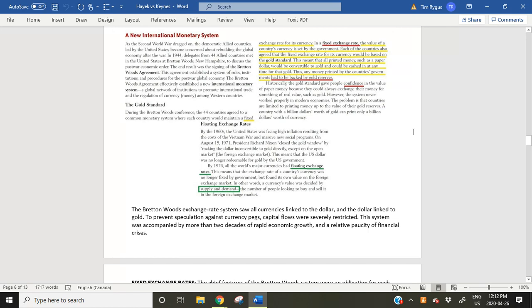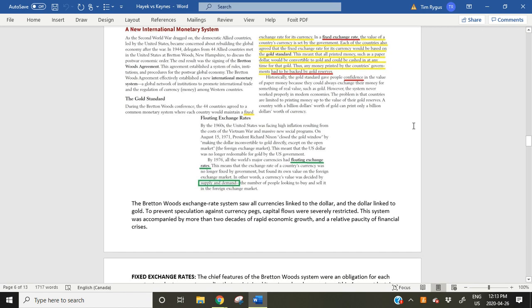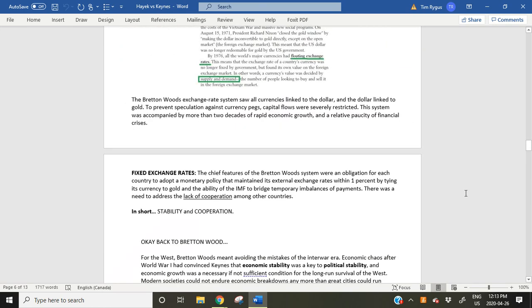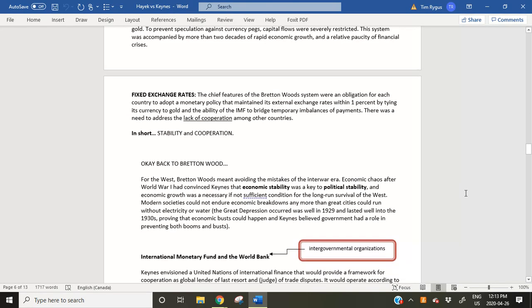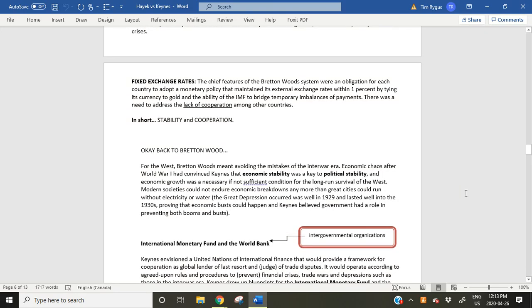So the Bretton Woods exchange rate system saw all currencies linked to the dollar, linked to gold. This made capital flows severely restricted. But we saw two decades of rapid economic growth, and there weren't really any financial crises. So, fixed exchange rates, you had that obligation to a monetary policy, and this gave the IMF the power to bridge temporary imbalances of payments. There's also a need to address the lack of cooperation among other countries. So in short, they wanted stability and cooperation.